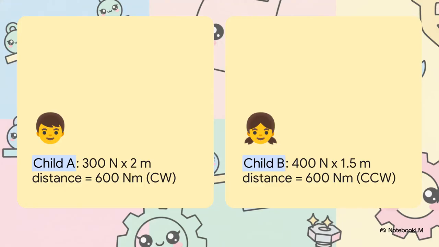So what happens when you throw multiple forces at a single rigid body? Well, think about a seesaw. Child A applies 300 newtons of force at a 2-meter distance from the center. That creates a 600 Newton meter clockwise moment. Child B is a little bit heavier at 400 newtons, but sits closer to the pivot at a 1.5-meter distance. And surprisingly, 400 times 1.5 is also 600 Newton meters, just in the counterclockwise direction. Because these two moments perfectly cancel each other out to a net zero, the seesaw sits perfectly still. It's in perfect static equilibrium.